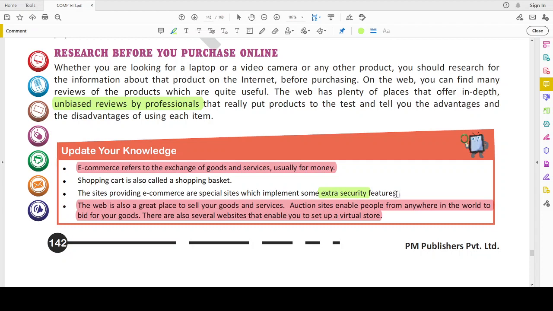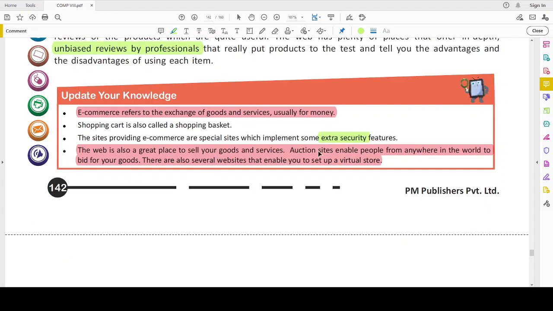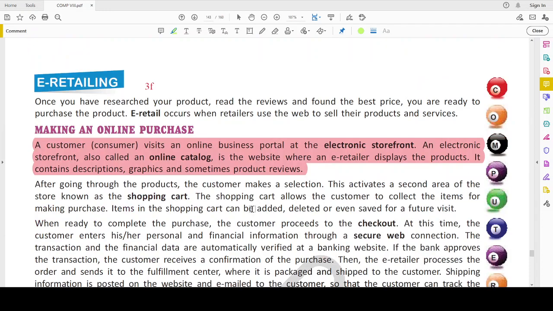The data is protected. It is not misused by the wrong people. Okay, so this is important. See, e-retailing. Now we will see the steps of an online purchase. What is e-retailing? Once we have researched our product, read the reviews and found the best price, we are ready to purchase the product. E-retail occurs when retailers use the web to sell their products and services.